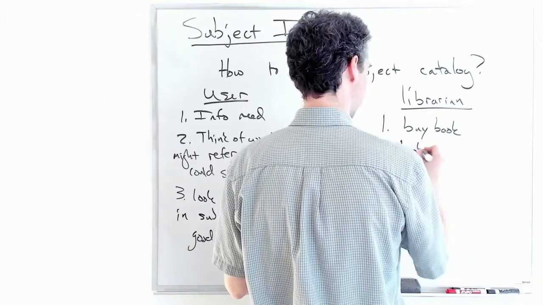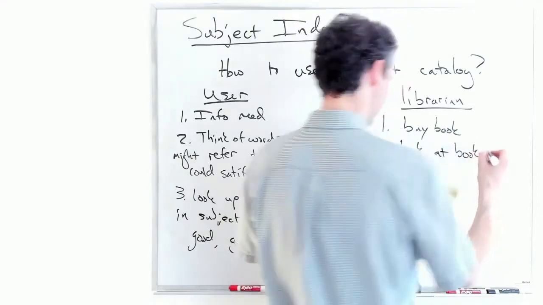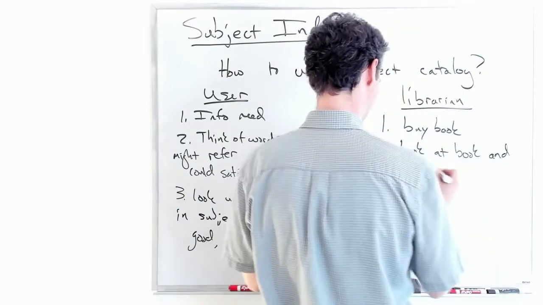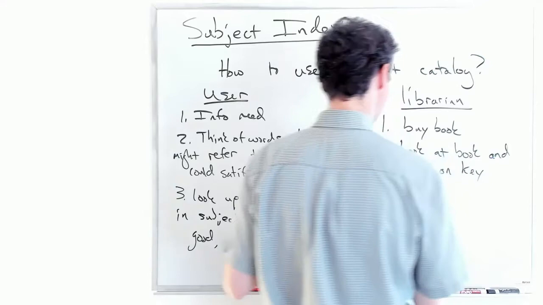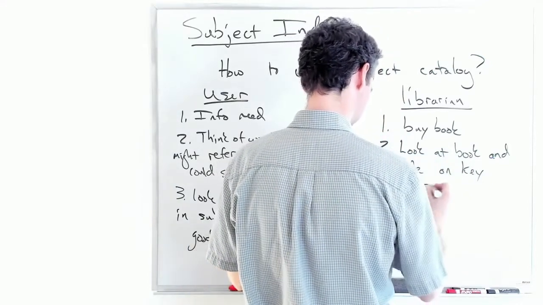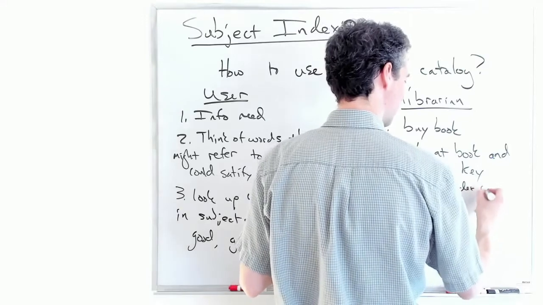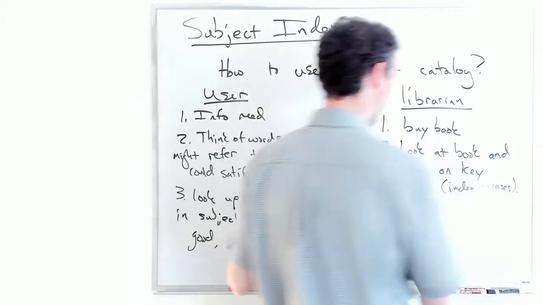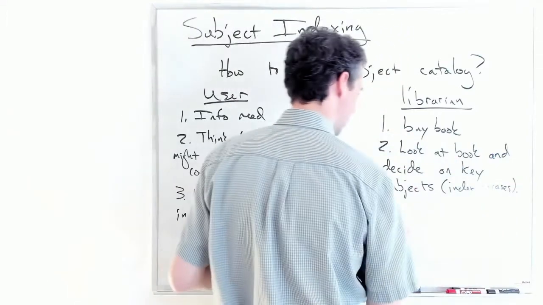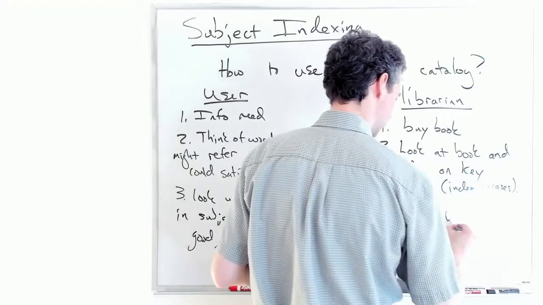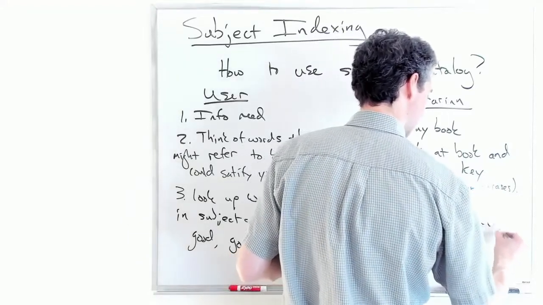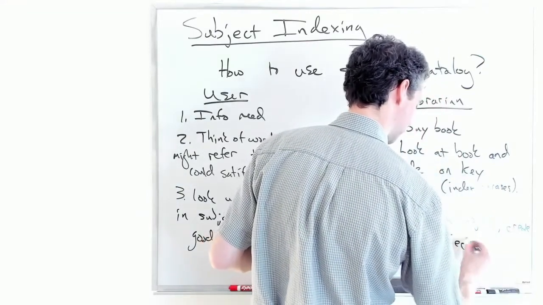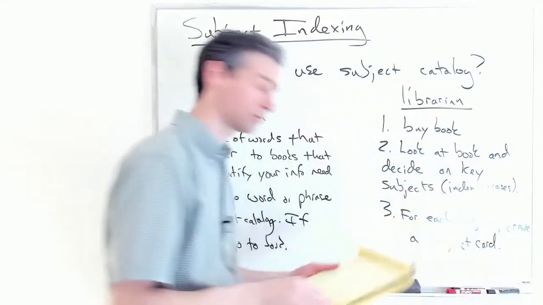So they look at the book. They open it up, they read through it briefly, and decide on the key subjects or index phrases, whatever they might choose, more than one word for that book. All right. And then for each subject that they decide, they create a subject card. All right.